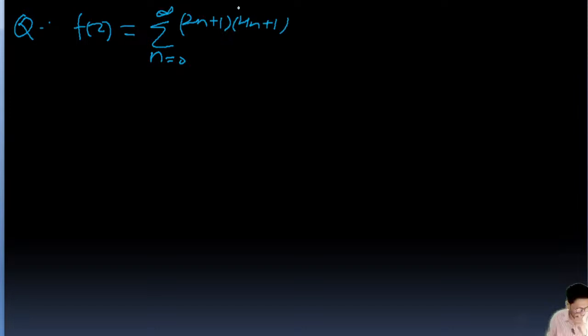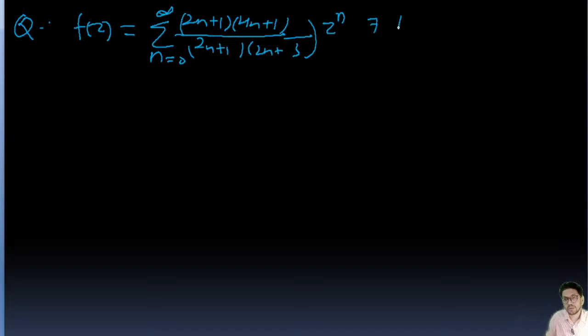So the next question is, f(z) is given, sigma n equal to 0 to infinity, 2n plus 1 into 4n plus 1, upon 2n plus 1 into 2n plus 3, z to the power n, okay. So we have to find out the radius of convergence, okay, radius of convergence.